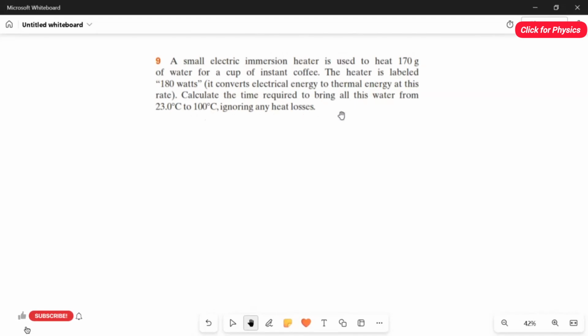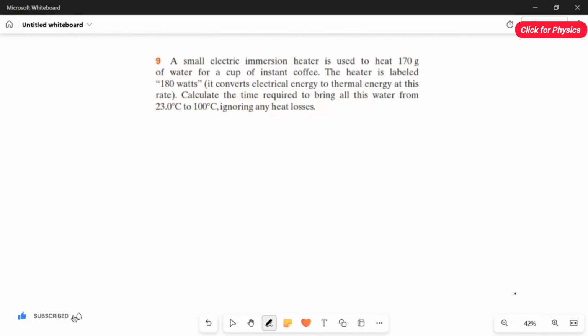Ignore any heat losses. So in this question, we have to find the time taken to heat the water from 23 degrees Celsius to 100 degrees Celsius. So that means we have to find the answer for the time. Before that, let's write the given, and after that we can find the answer for this question.